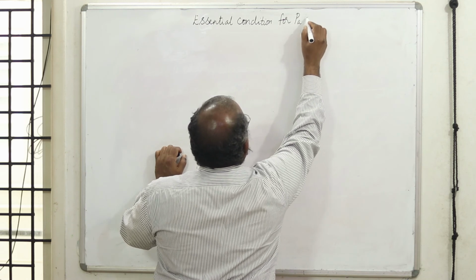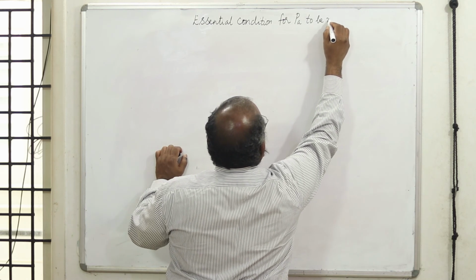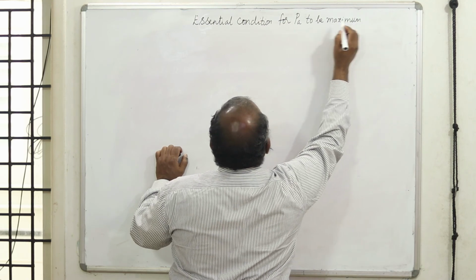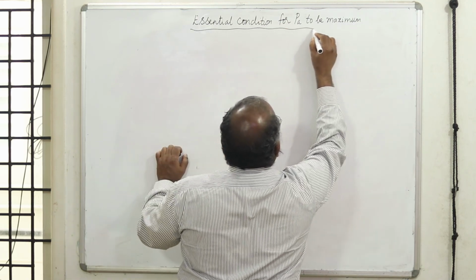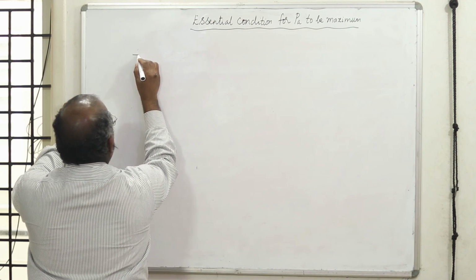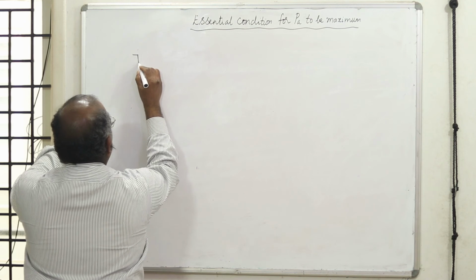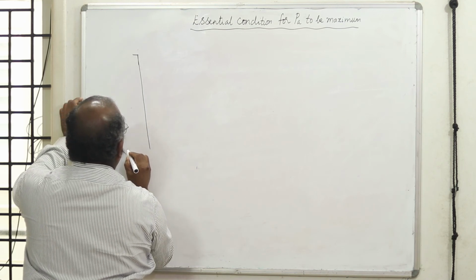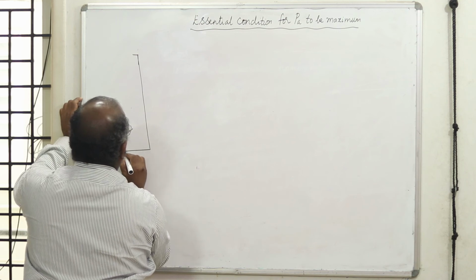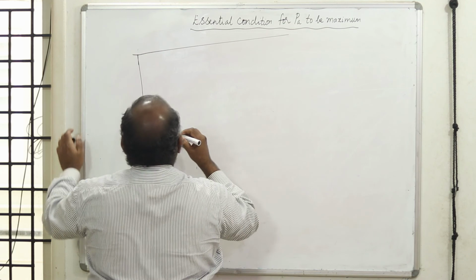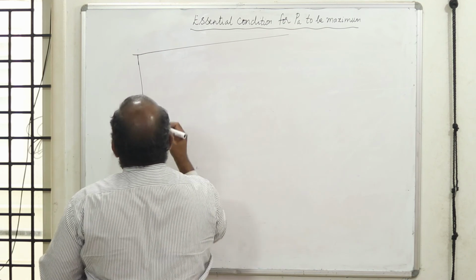For PA to be maximum. This is an interesting derivation. Let us try to understand. Now let us say this is the retaining wall which is having an inclined back. It has got an inclined backfill.